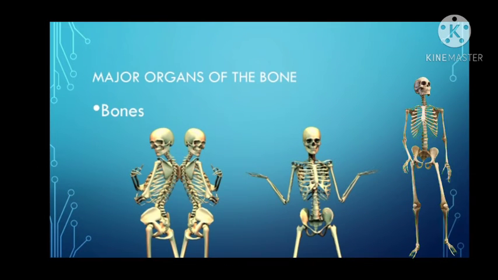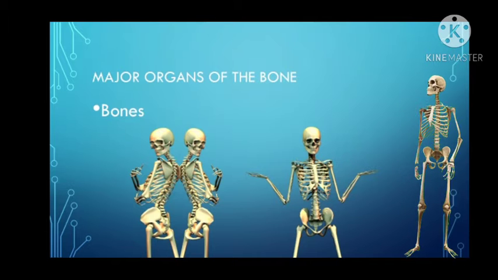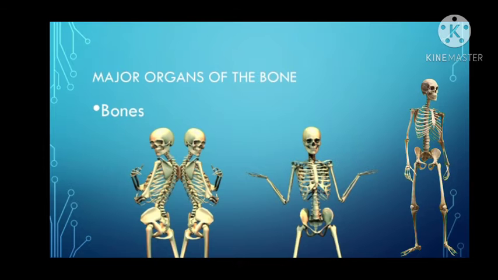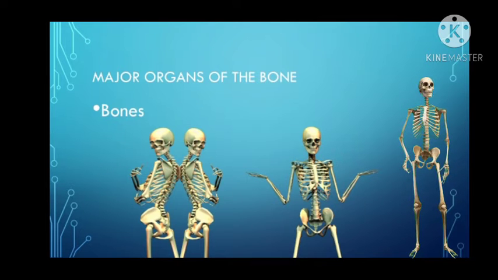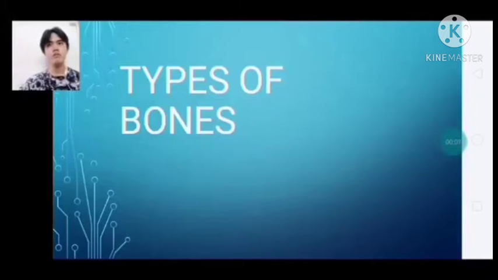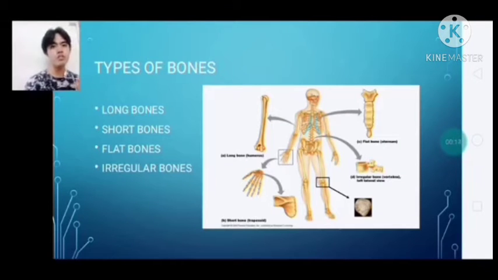In this discussion, we will be focusing more on the bones since they are the most complex and the largest among the three. So let's proceed now to the next presenter. Types of bones. We have 4 major classifications of bones based on shape: long, short, flat, and irregular bones.